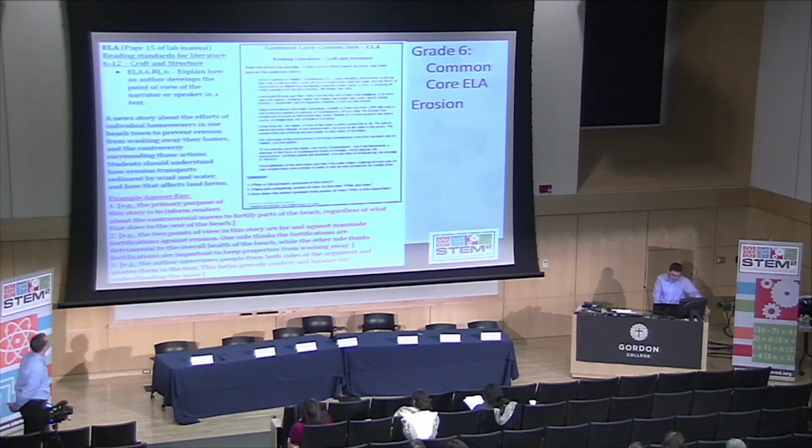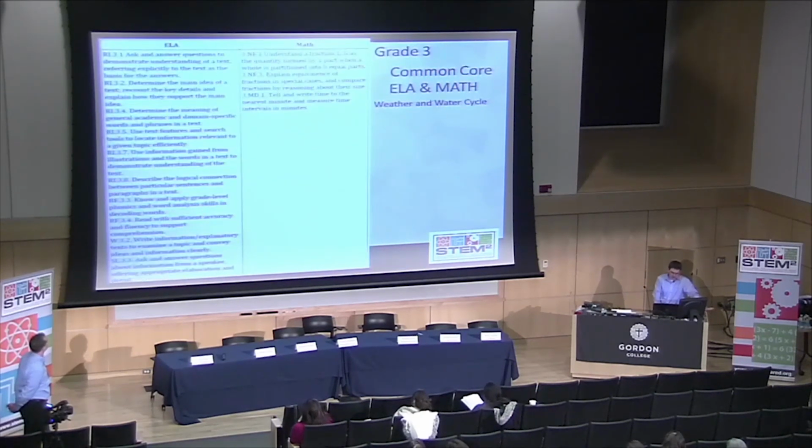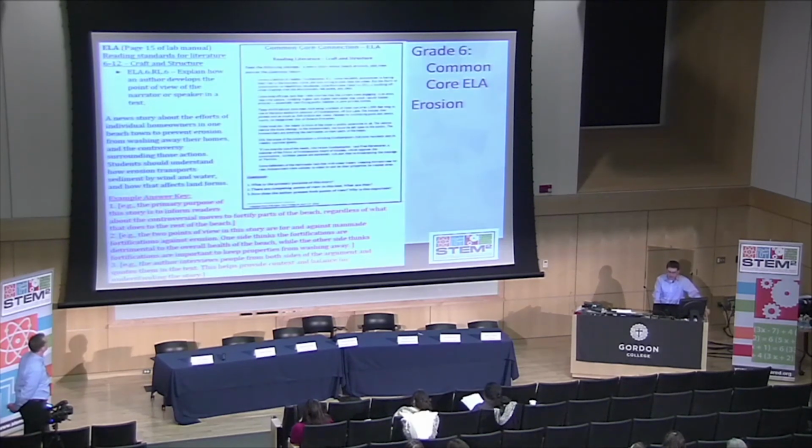What I'm showing you right now is a way of considering and documenting. There's another way to achieve this. This is a Common Core connection from grade 6, one way to look at it. The ELA standard is reading standards for literature, 6 through 12, craft and structure: explain how an author develops the point of view of the narrator or speaker in a text.